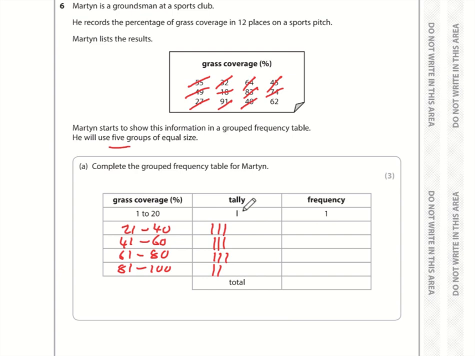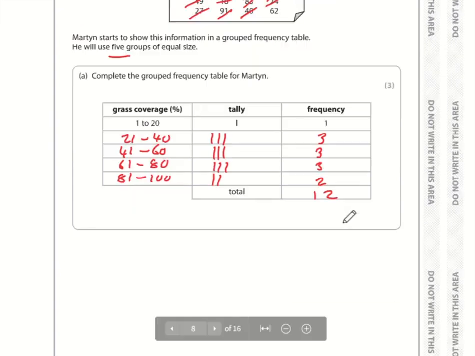So that is 1, this is 3, 3, 3, 2. So the total is 1, 4, 5, 6, 7, 8, 9, 10, 11, 12. Okay, that's the completed grouped frequency table.